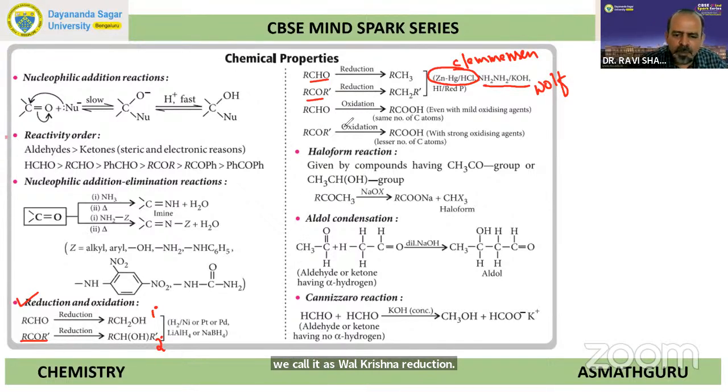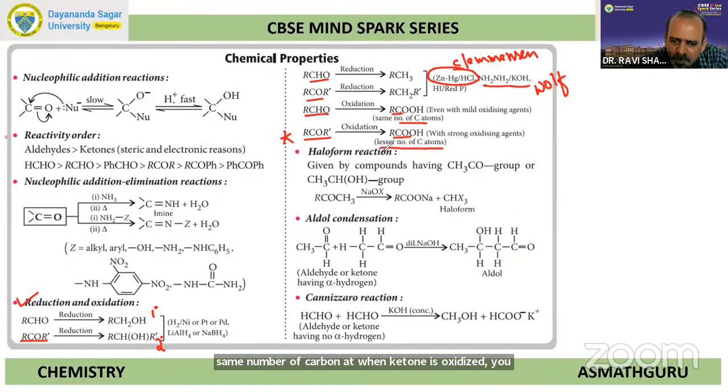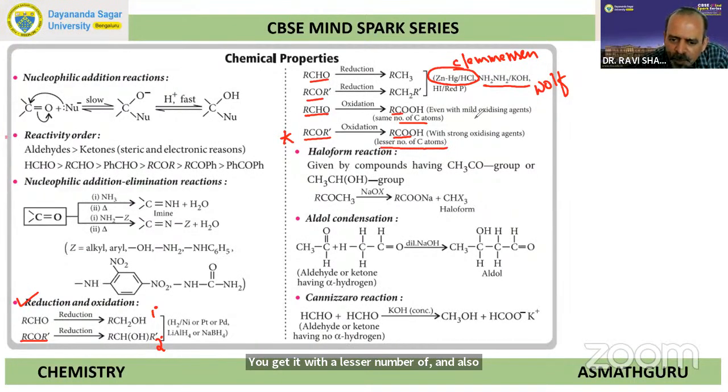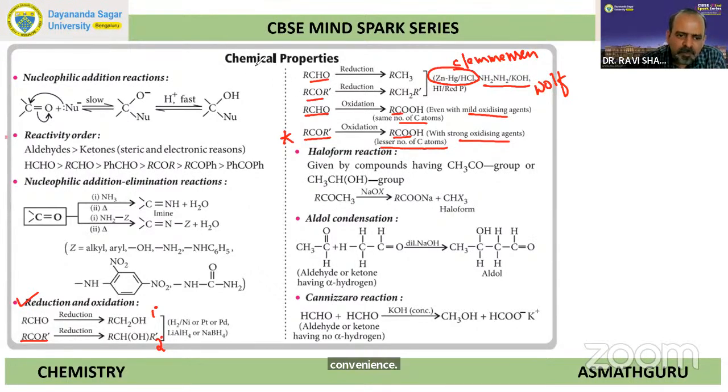Then you should know a little bit about oxidation. When aldehyde is oxidized, we get a carboxylic acid with the same number of carbon atoms. When ketone is oxidized, you get a carboxylic acid with a lesser number of carbons. And also remember, for aldehyde you can use mild oxidizing agents also, whereas for ketone you have to use strong oxidizing agents. Very, very important this is.